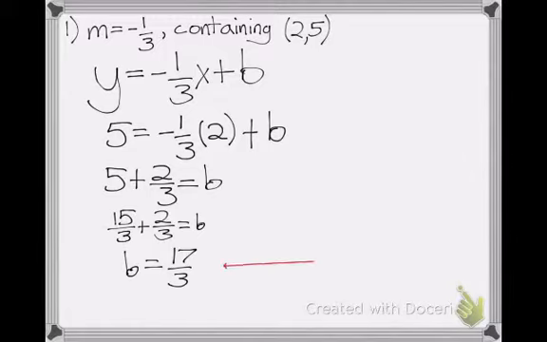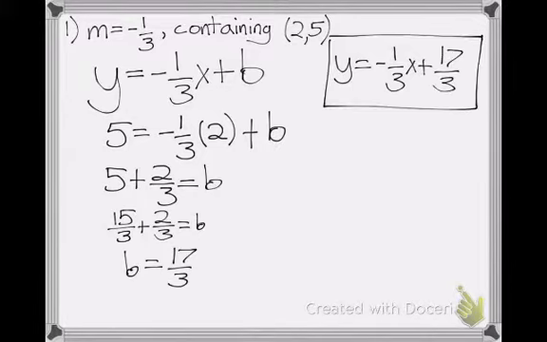Now that we have our b, we're going to take that 17/3 and plug it back into this equation here. So that b is going to become 17/3. I'll go back to y equals minus 1/3 x plus 17/3. That is the equation of the line that I'm after in slope-intercept form.